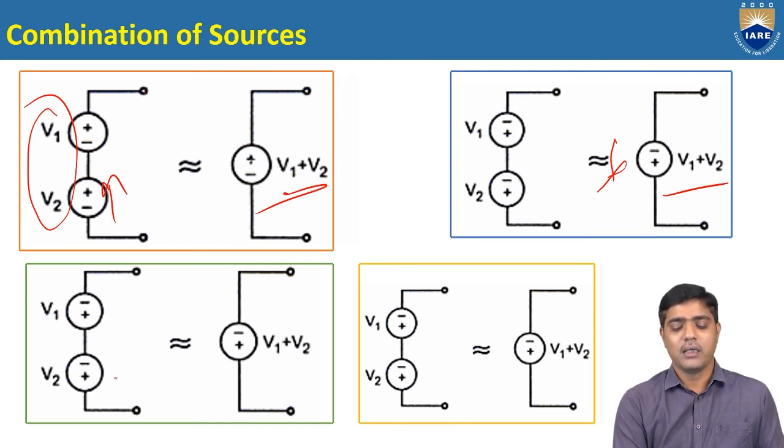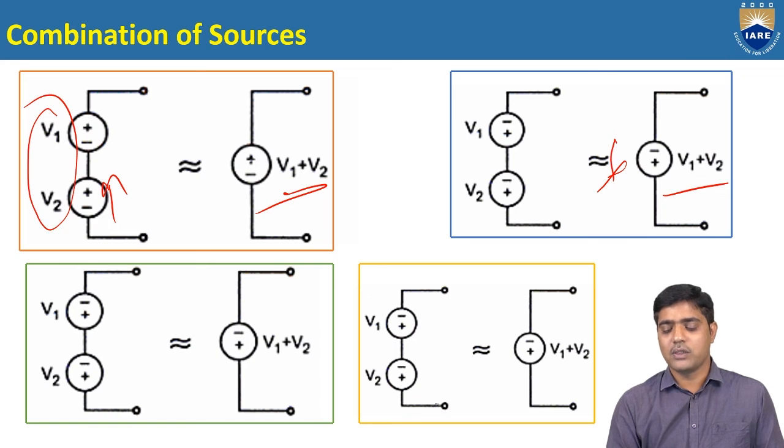And here you can see again, these are the two things. I think both are the same. And here you can see this is another voltage source. Here it is from negative to positive, negative to positive. This is going to be V1 plus V2.